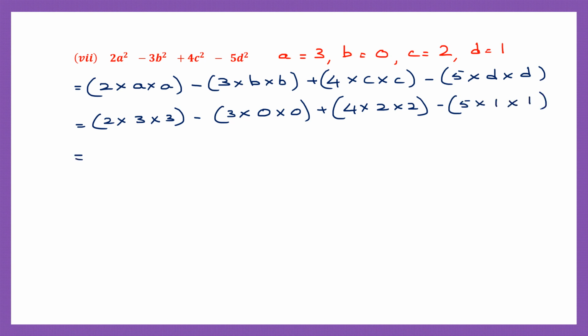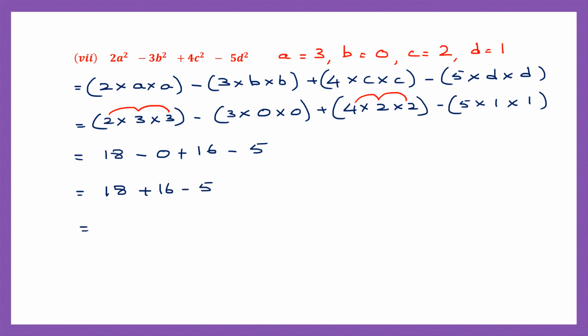So now let's work this out. 2 3s are 6, 6 3s are 18. So here we have 18 minus 3 into 0 is 0 into 0. So that is 0 plus next one 4 2s are 8, 8 2s are 16. So that is plus 16 minus 5 1s are 5. Again 5 1s are 5. So let's put that together. 18 plus 16 minus 5.